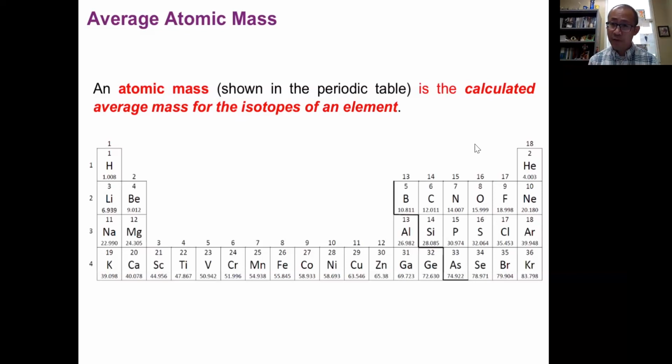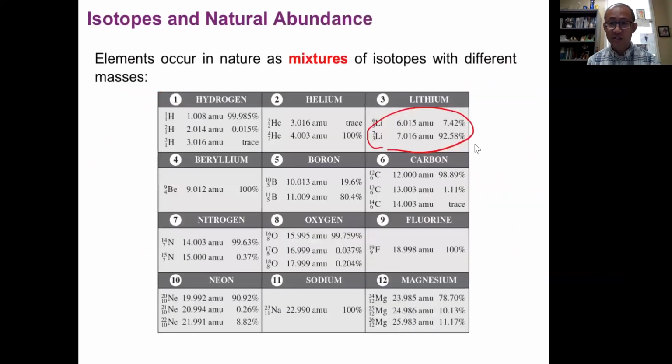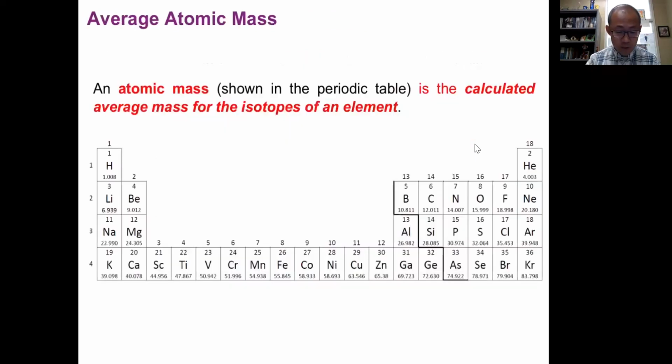But again, there are 2 mass definitions. One is called the mass number of each atom. Lithium-6, mass number is 6. Lithium-7, mass number is 7. But when it comes to the periodic table, you can see there's a mass under lithium, 6.939. That mass is no longer called mass number. It's called the atomic mass. This is the mass of lithium.